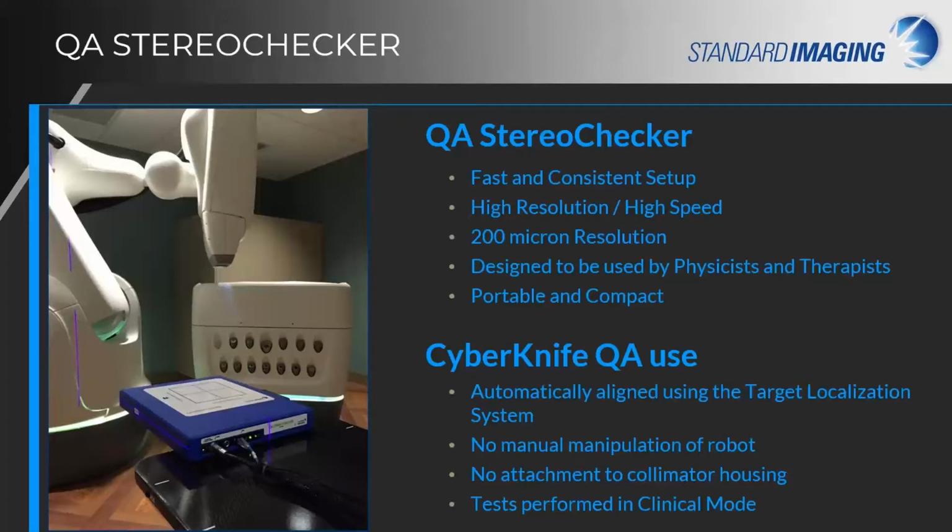The QA StereoChecker offers outstanding precision and accuracy with unbeatable 200 micron resolution. With fast and consistent setup and high-speed image acquisition, physicists can ensure that their CyberKnife machine is at peak performance every day. While originally designed specifically for CyberKnife QA, to provide fast and filmless means to perform that QA, it is also used on other Linux systems to provide quick analysis of single field images.